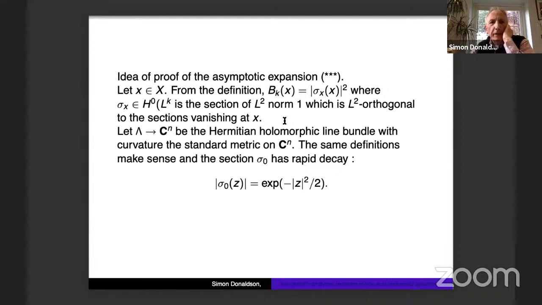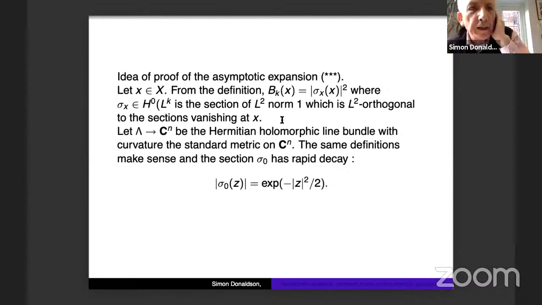So again, yet another way of thinking about this Bergman kernel, if we have a fixed point x in our manifold, then the value of bk at x is the square of the norm of a particular holomorphic section, which is sigma x, which is characterized by having L2 norm 1 and being orthogonal in the L2 sense to all sections which vanish at x. So this section is unique up to multiplication by a complex number of modulus 1.